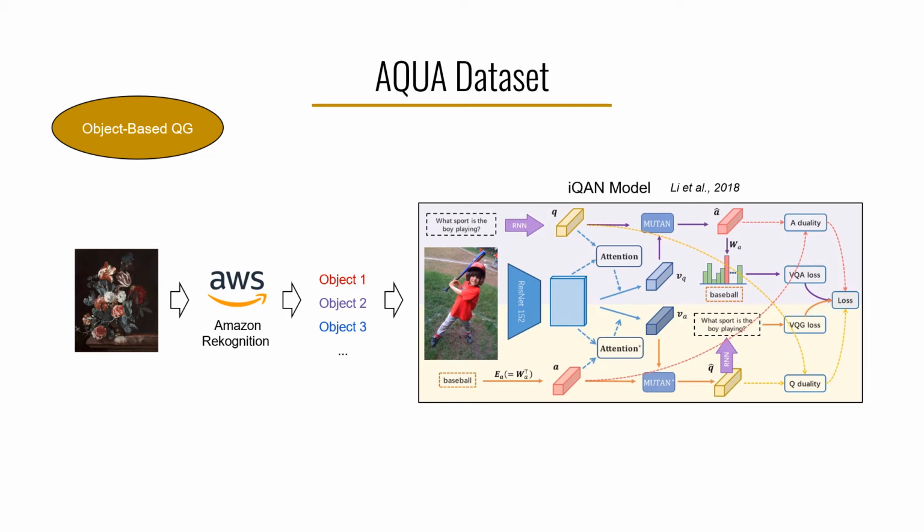First, we use Amazon Rekognition to extract the objects that appear in the image. Even though Amazon Rekognition has been trained using real images, we have found in our experiments that it works surprisingly well in paintings. Then, we use the detected objects as possible answers, and together with the image of the painting, we generate questions using the state-of-the-art AQUA model for visual question generation.